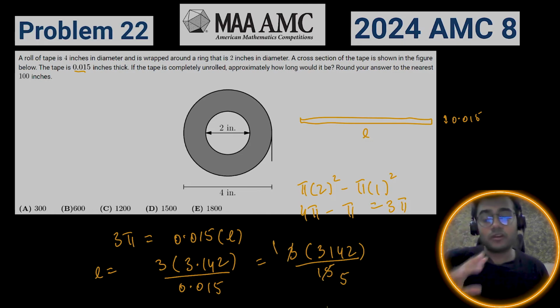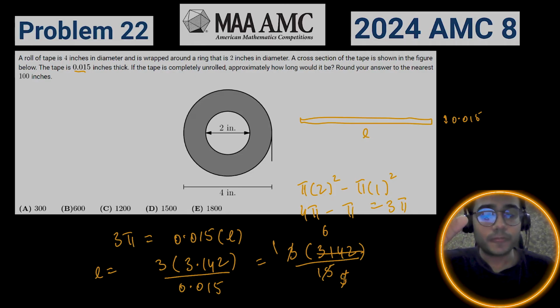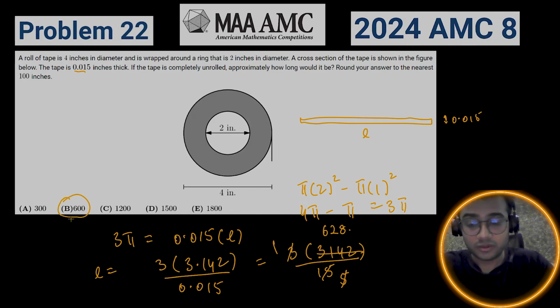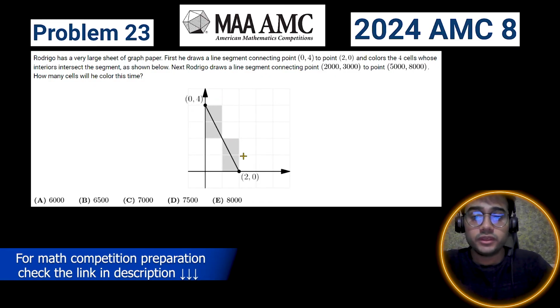So 3 times 1, 3 times 5. Now let me just approximately divide the 3142 by 5. So 5 times 600 would be 3,000, so that's going to be 600. And 5 times 20 is 100, so that's going to be 20. And then 5 times 8 is 40. So that's going to be 628 point something. So to the nearest 100 inches, it's going to be 600. And that's our answer.